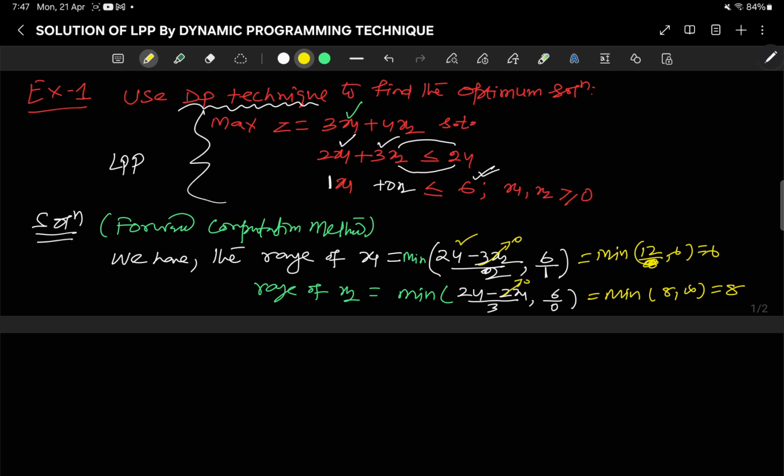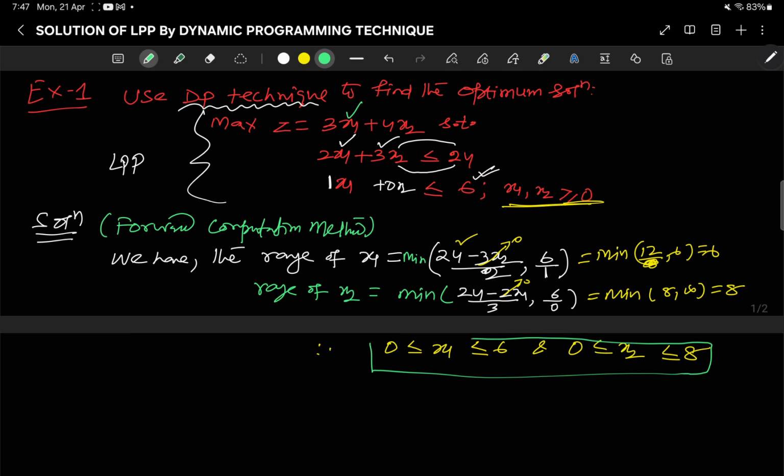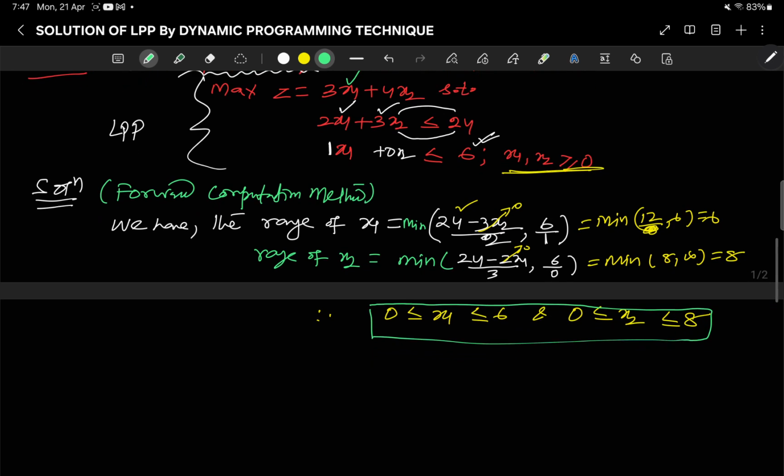Therefore, what is my range? 0 less than x1 less than or equal to 6, because x1 and x2 are positive, and 0 less than or equal to x2 less than or equal to 8. This is my range of x1 and x2.